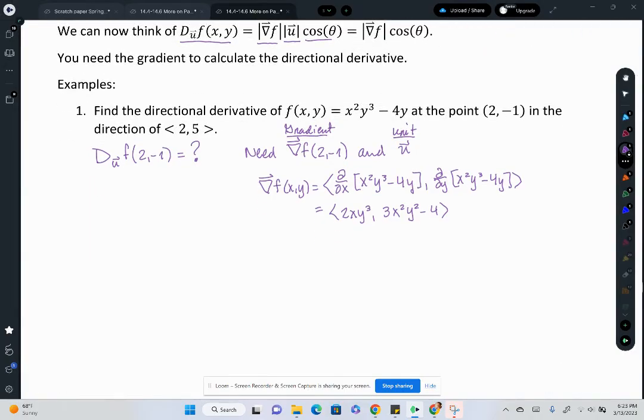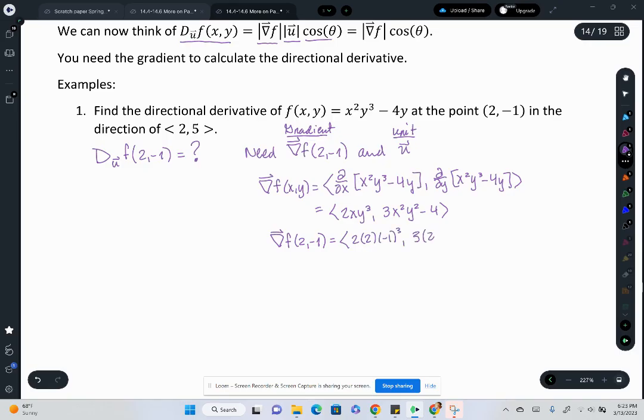Now we have a specific point that we want to evaluate this at. So we'll calculate del f of (2, -1). Everywhere there's an x, put in 2. Everywhere there's a y, put in negative 1. This gives us 2 times negative 1 cubed, comma, 3 times 2 squared times negative 1 squared minus 4. And this finally simplifies to negative 4 in the first component. And then we get 3 times 4 is 12, minus 4. That's going to be 8 in the second component. Okay, that is our gradient vector at the point (2, -1) for this surface. So we have our gradient.